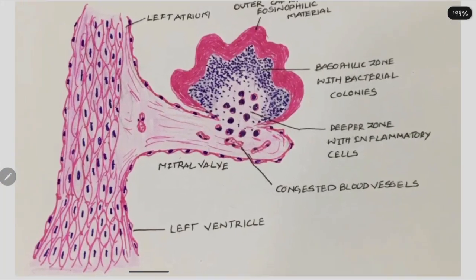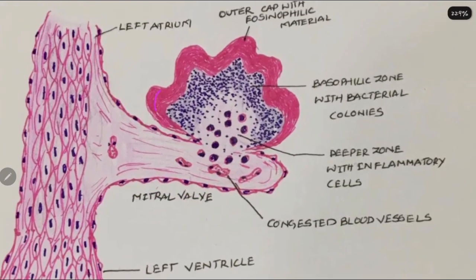And this is the microscopy. This is the heart valve, and you can see a layer of fibrin and platelets, and deep to that you can see many bacterial colonies, and deep to that we can see inflammatory cells. So what are the components of a vegetation? It includes an outer layer of platelets and fibrin, then deep to that many abundant microorganisms, and deep to that many inflammatory cells.